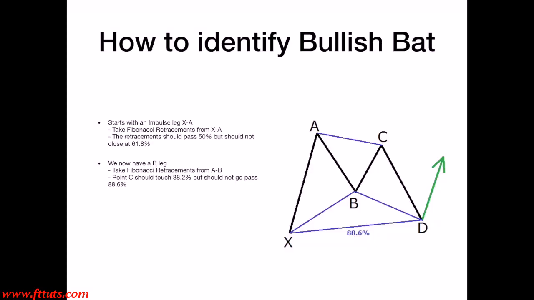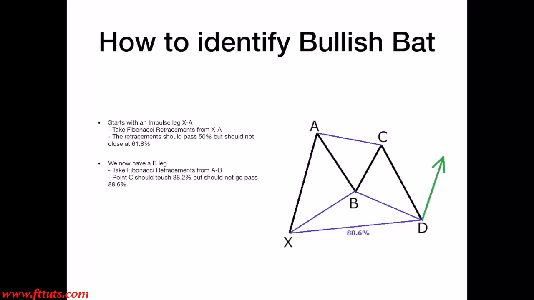That's a B leg. So now you take the Fibonacci retracement from A up until B. A is going to be 100% and B is going to be your 0%. Then point C should touch 38.2 but not go past 88.6, meaning that point C should go past 38.2% but should not go past 88.6%, which is how you get accurate Bat patterns.